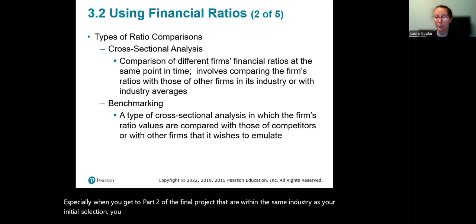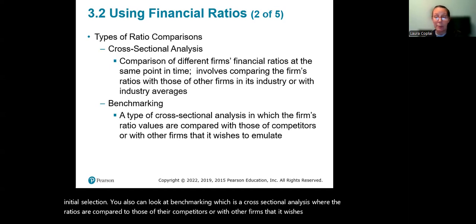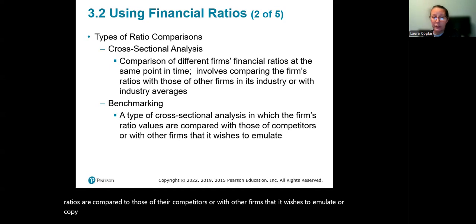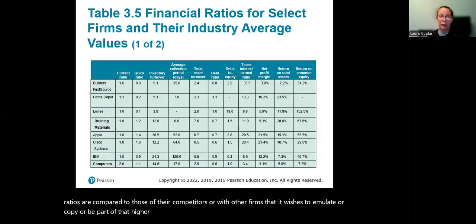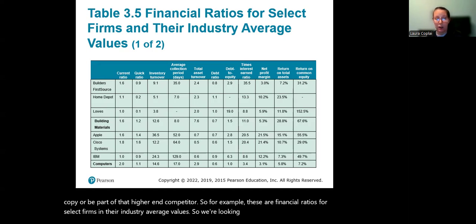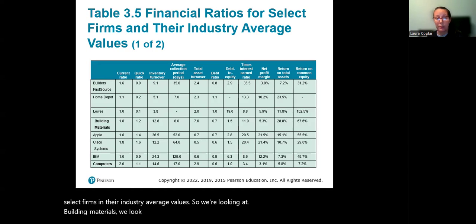You also can look at benchmarking, which is a cross-sectional analysis where the ratios are compared to those of their competitors or with other firms that it wishes to emulate or copy or be part of that higher end competitor. So, for example, these are financial ratios for select firms and their industry average values. We're looking at building materials. We look at Lowe's, Home Depot, and Builders First Source.